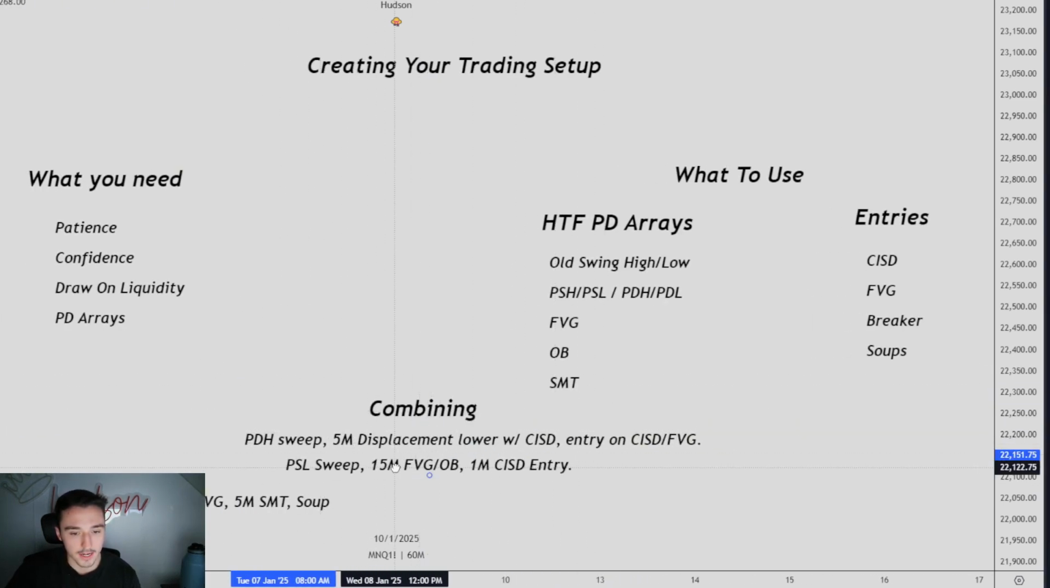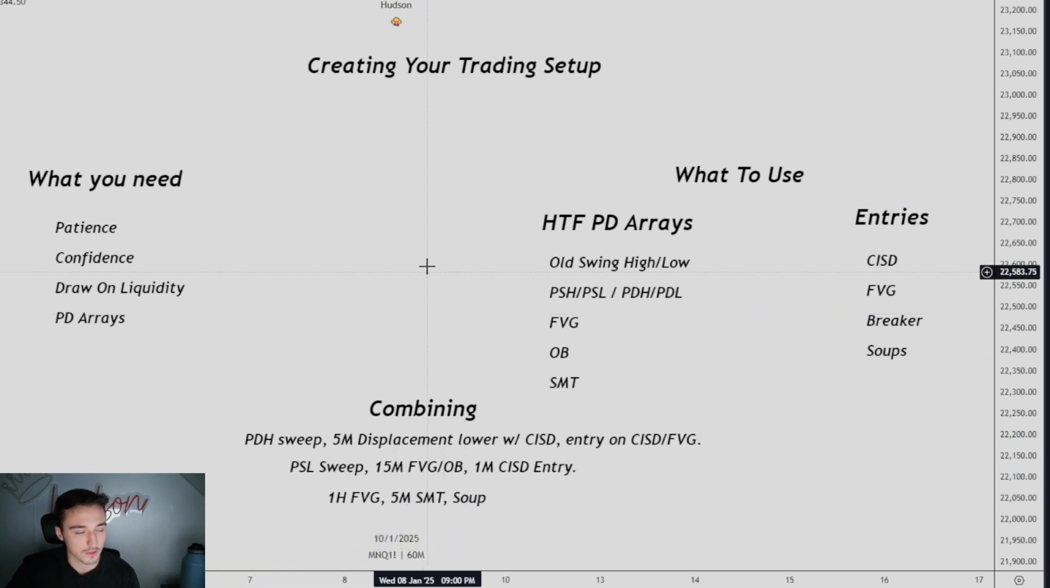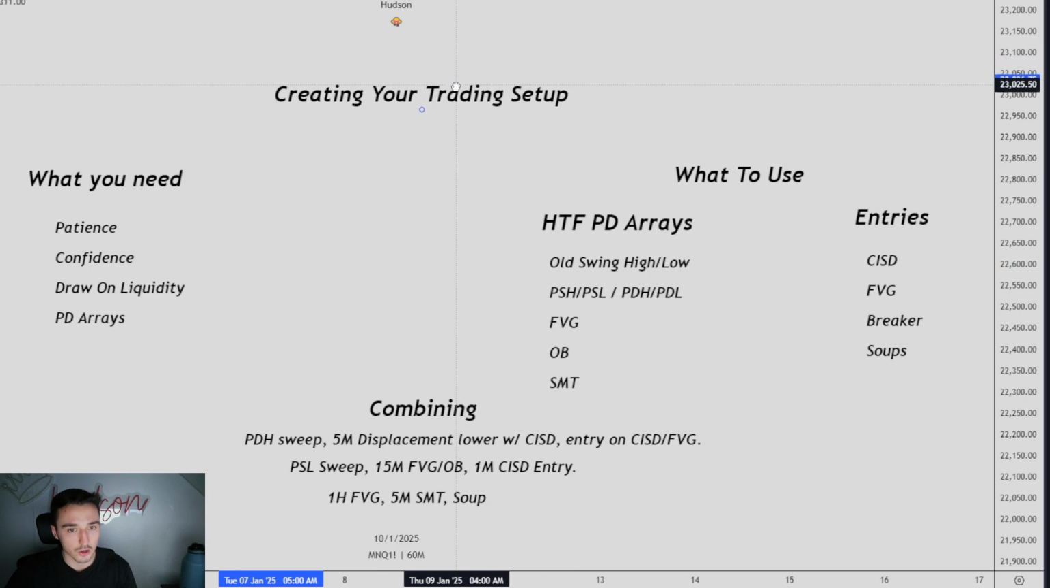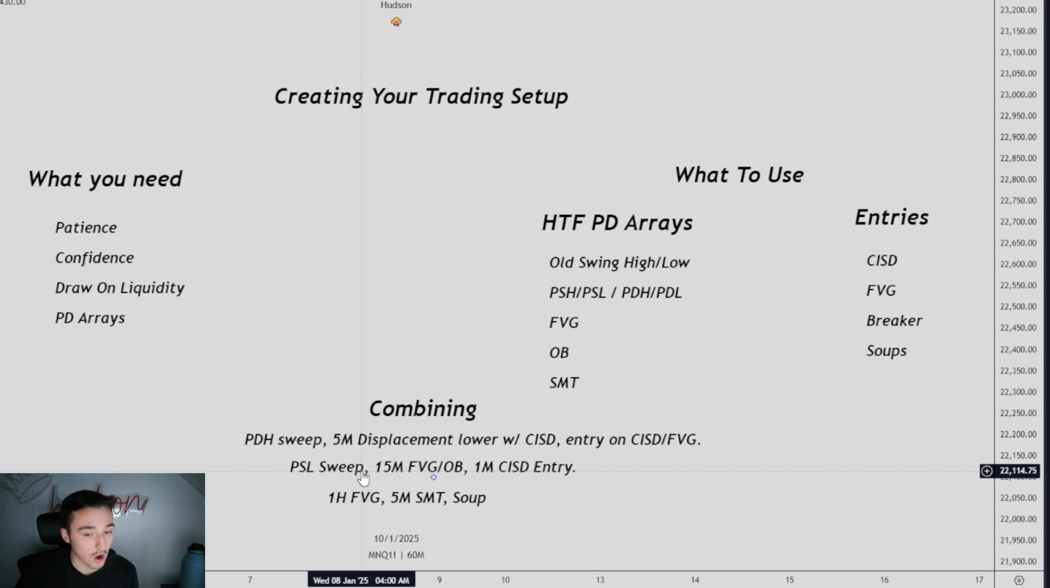Okay, right here is everything that you could use to have your entry model, right? So creating your trading setup, what you need, what to use, and then a rough depiction of how to put all this together, right? It doesn't need to be complicated. It doesn't have to be extravagant. It doesn't have to be, hey, look at this, I have this crazy model, 95%. As long as you are stringing a bunch of wins together, having a nice risk to reward, that's what trading is, right? You don't need to have all this complicated stuff.